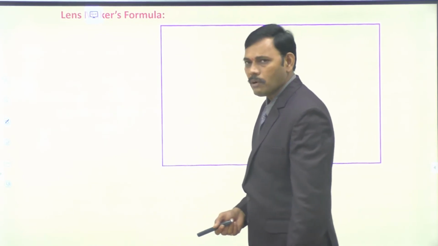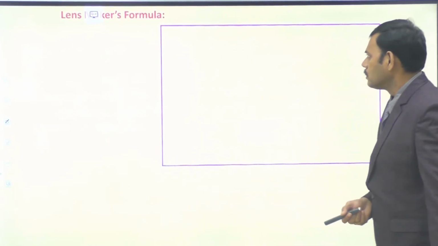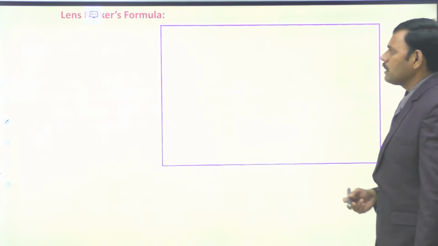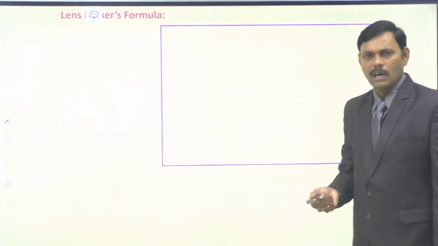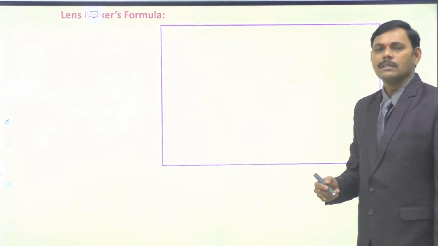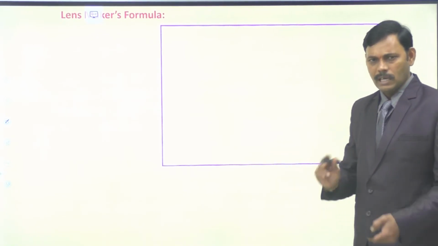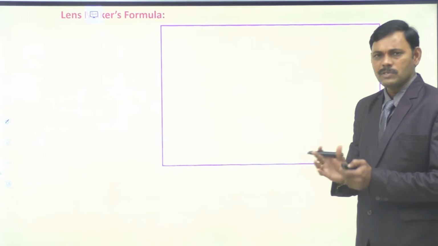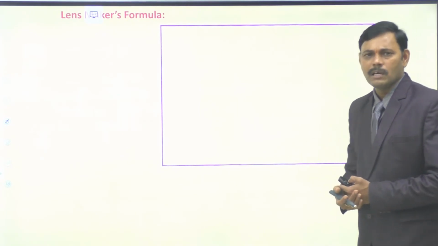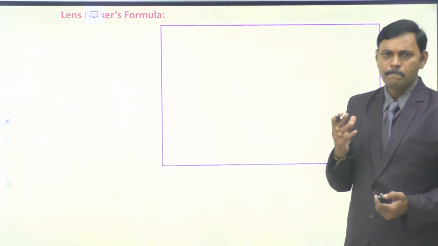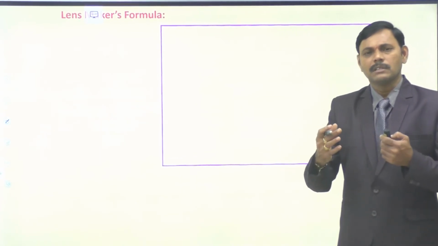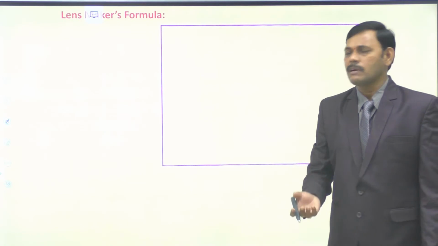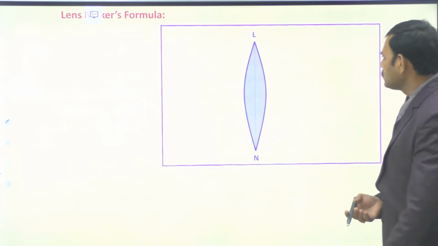So lens maker's formula is a very interesting one. We would like to derive the expression for focal length, refractive index of the lens and the radius of curvature of the lens. Here lens maker's formula gives a relation between focal length, radius of curvature of the surface of the lens, as well as the refractive index of the lens medium and surrounding medium. So here this is the lens.